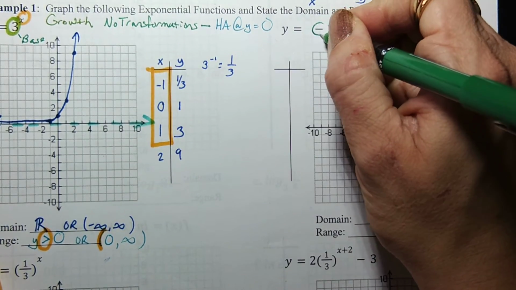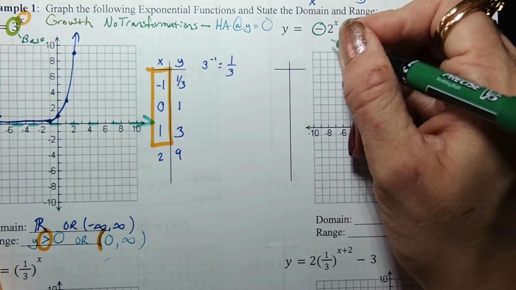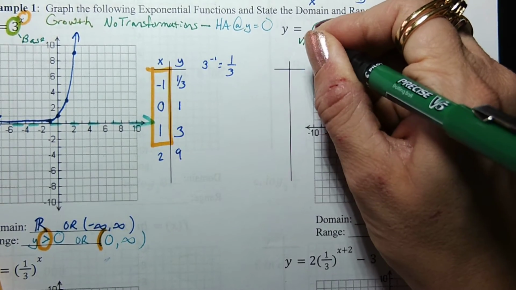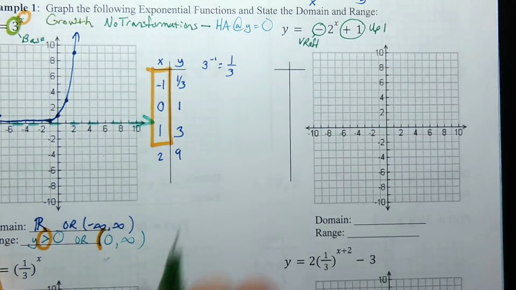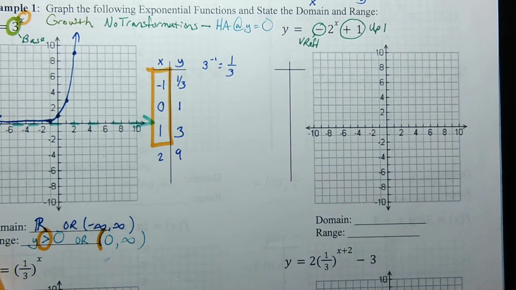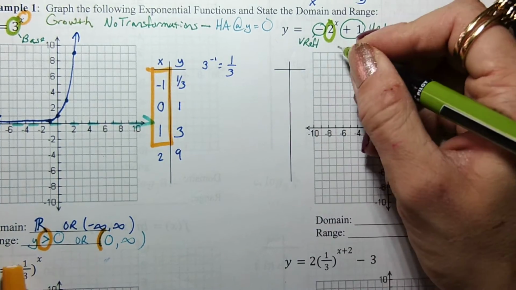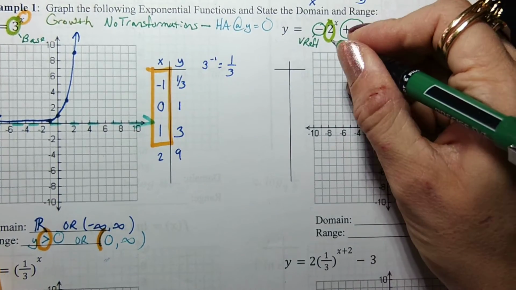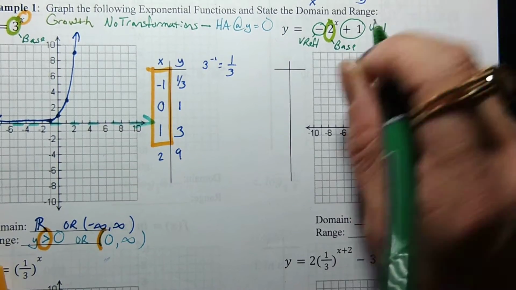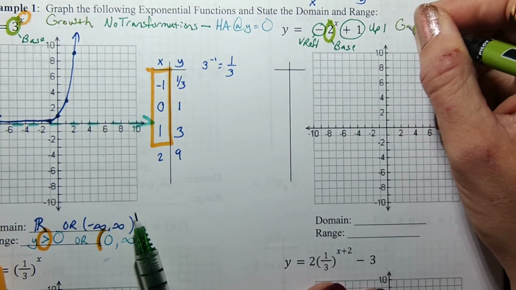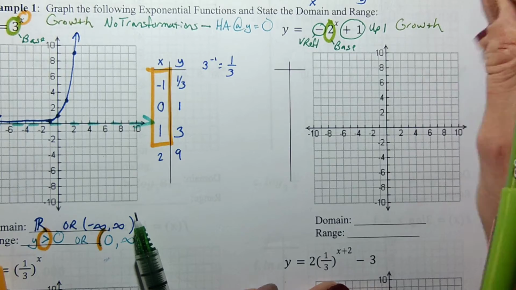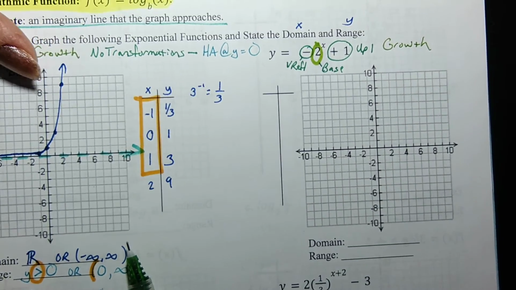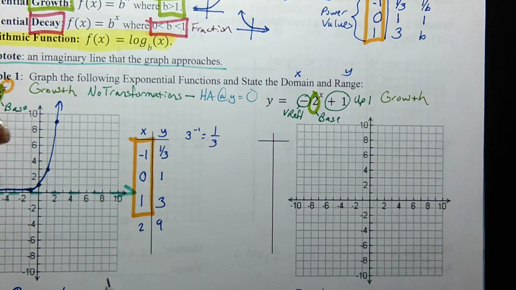What is that negative getting multiplied out in front do? Vertical reflection. What does the 2 do? Psych, trick question. The 2 doesn't do anything transformation-wise. It is simply the base. But it does tell us that this is a growth function. So this one does have transformations.